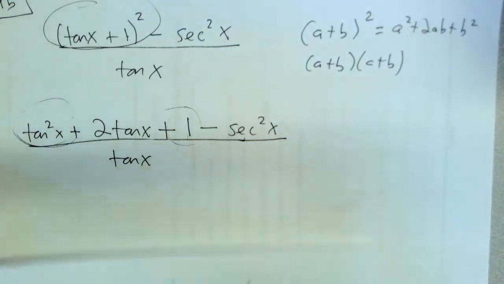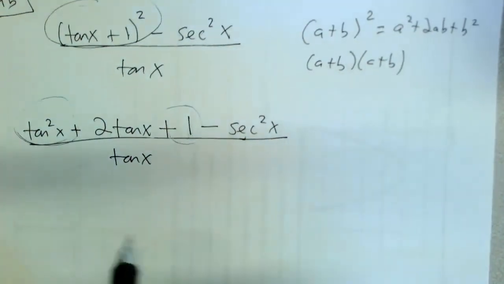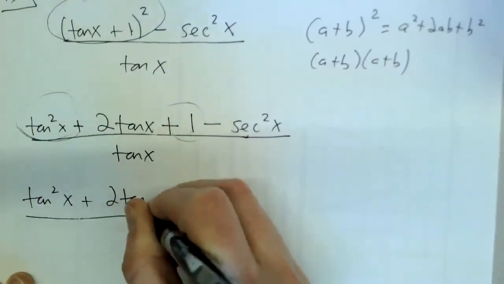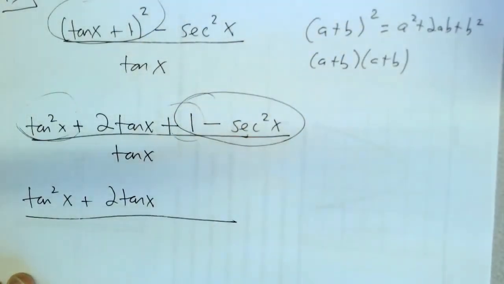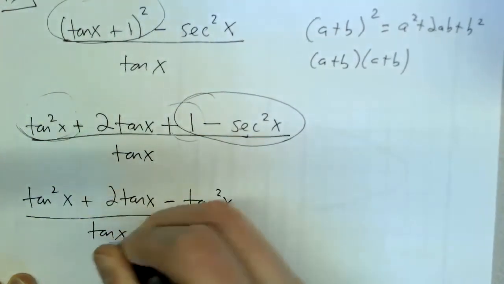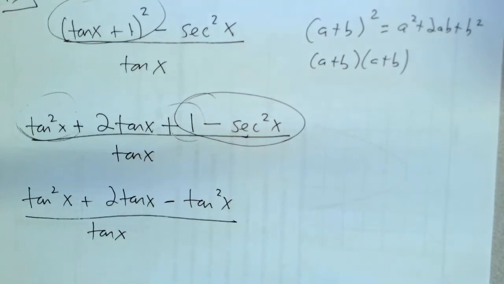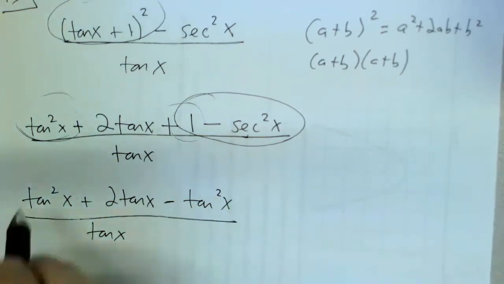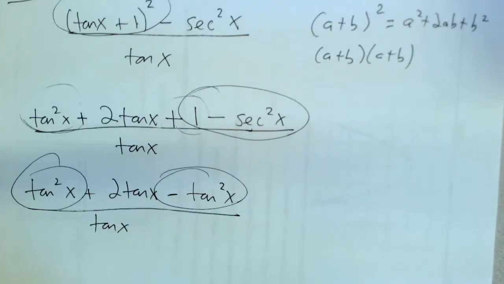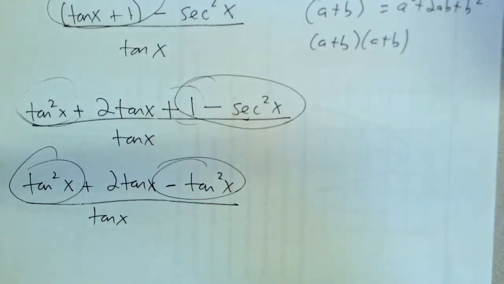Anyway, I worked pretty hard to get this, so I might as well use it. So 1 minus secant squared is negative tangent squared. So that's tan squared x plus 2 tangent x. And then this whole guy we established is negative tangent squared. So minus tangent squared all over tangent. And hopefully you can see that something nice is happening in the numerator, right? This guy minus this guy, those cancel. So it's just 2 tangent x over tangent x, better known as 2.